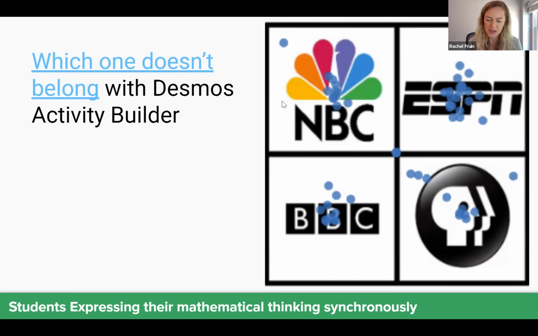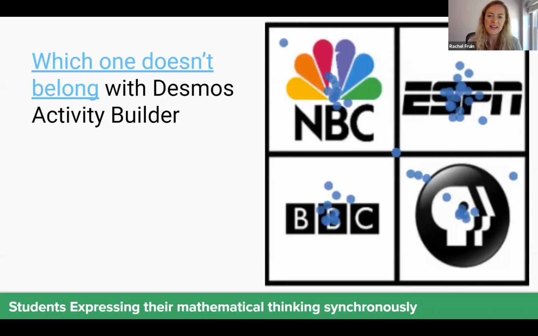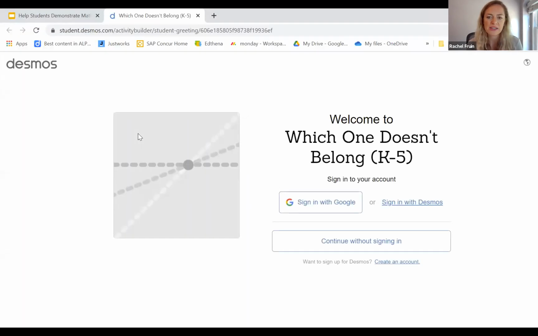Okay. So one of the free question prompts I was talking about is called Which One Doesn't Belong? The idea is that you see 4 choices and you have to analyze and think to yourself which one you think doesn't belong. So to facilitate that with Desmos, I have the link hyperlinked.